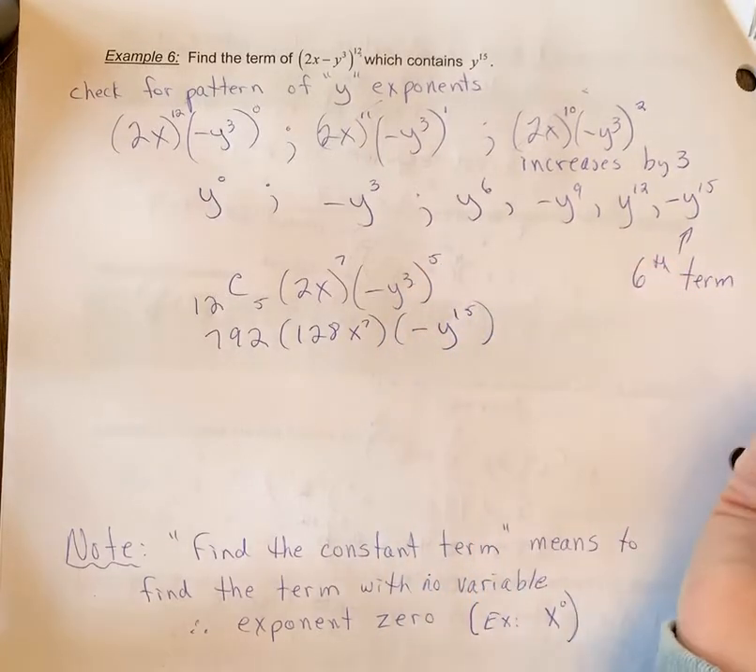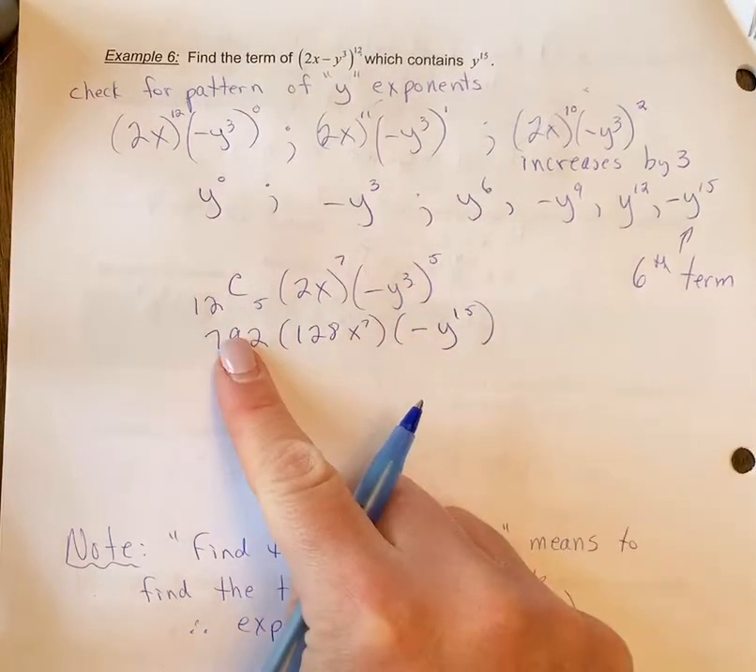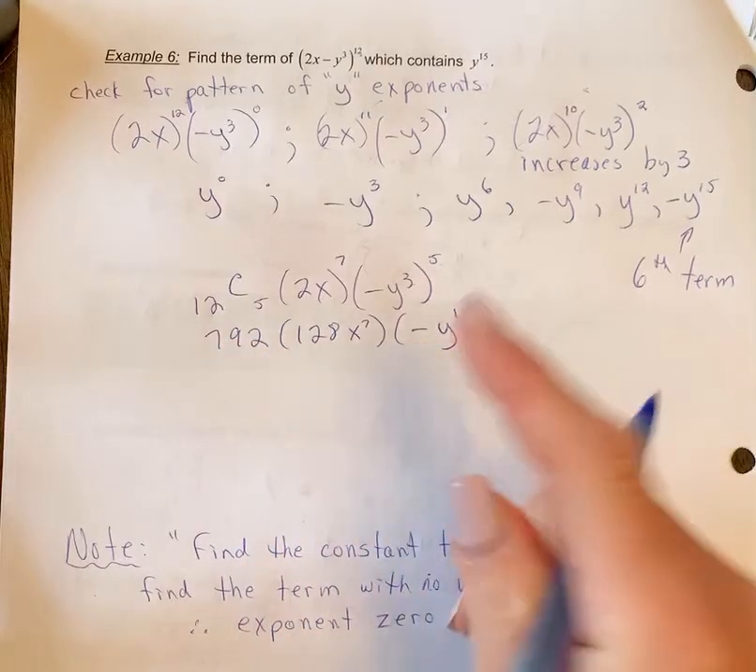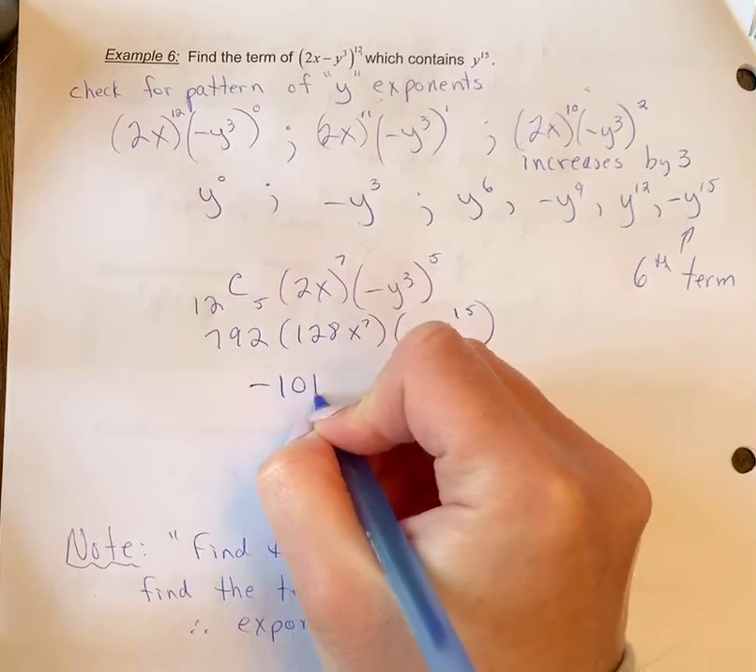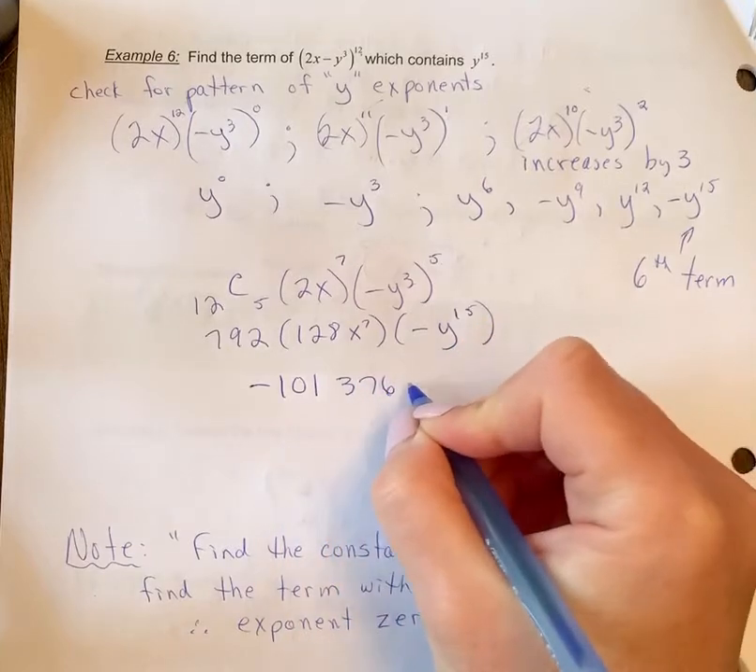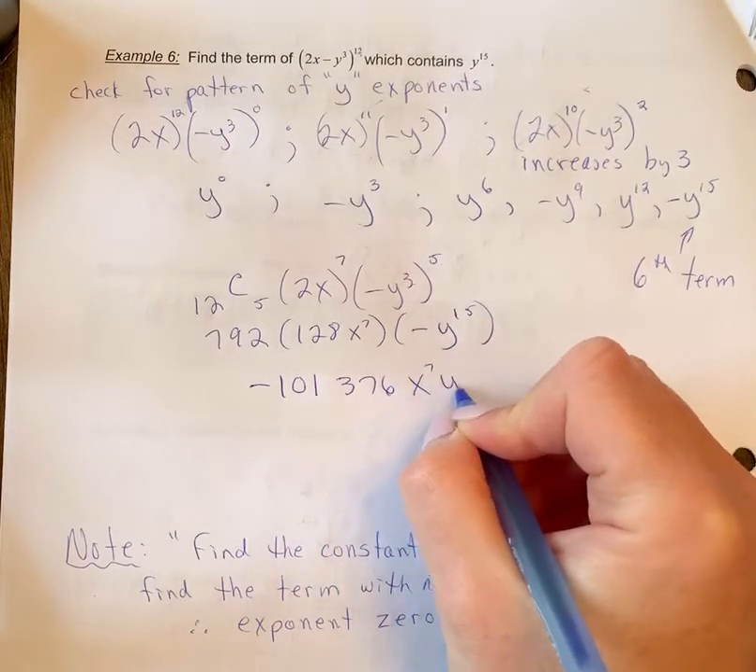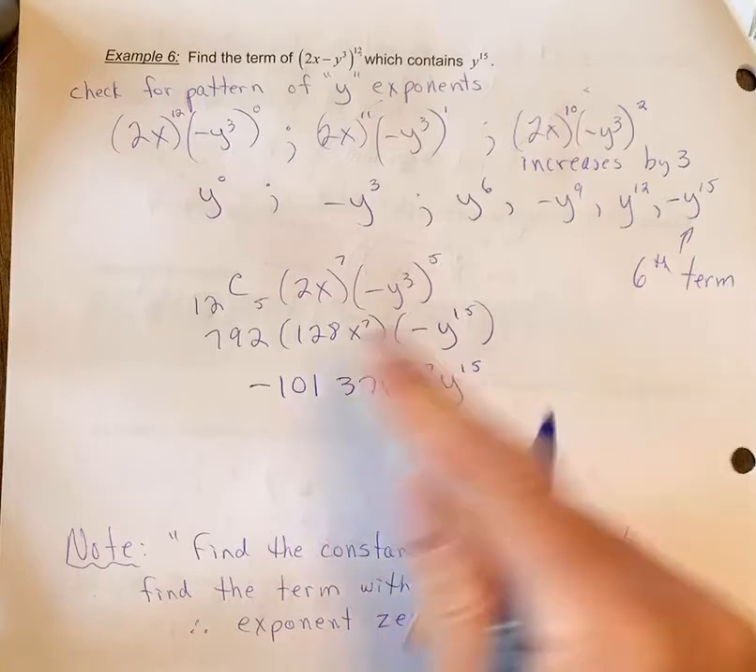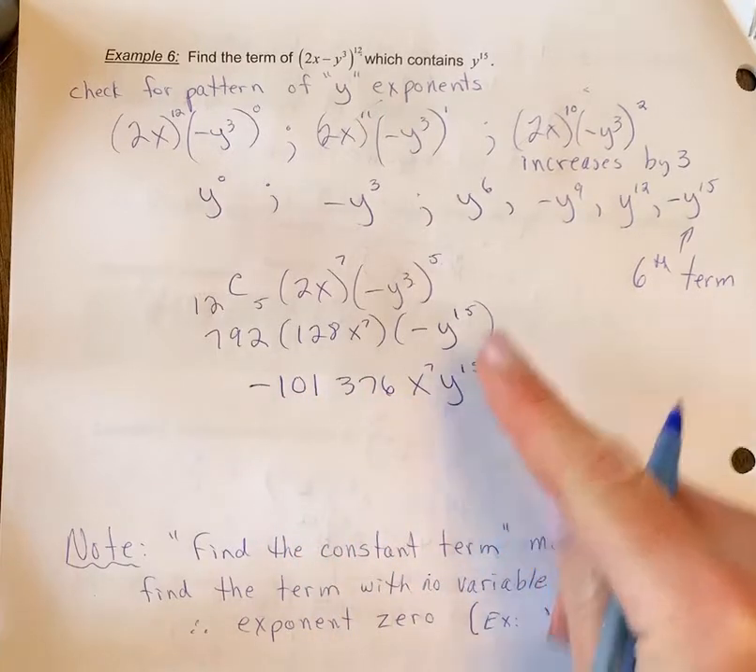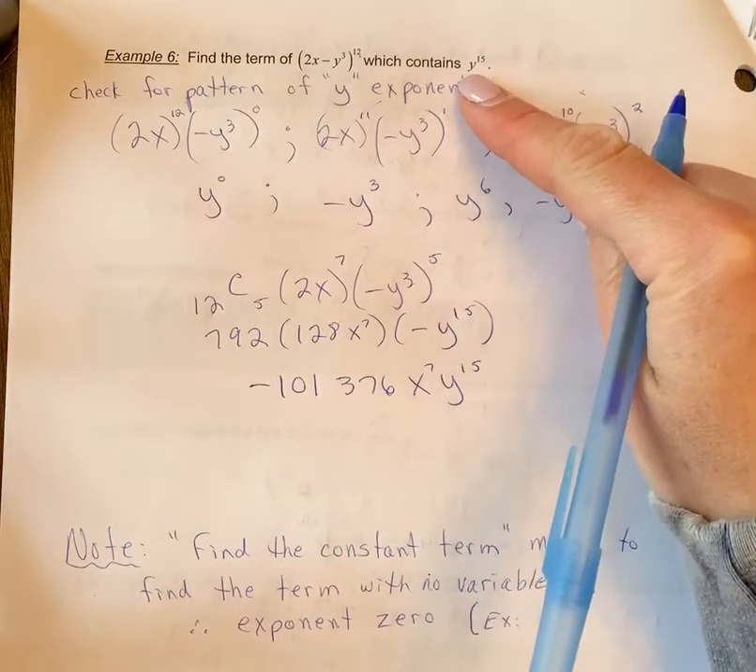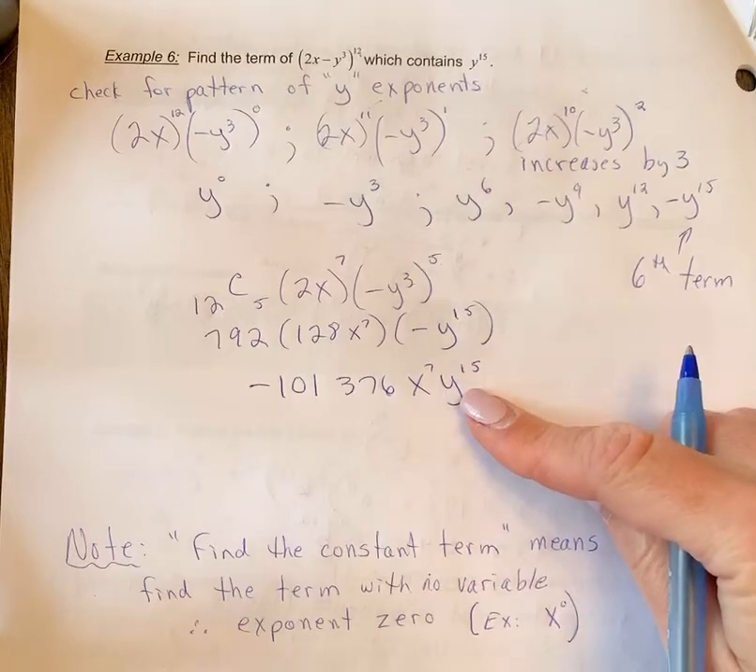All right, multiply this. So 792 times 128 times a negative 1. So you're going to have a negative value there. And you're going to have x to the 7, y to the 15. If you look in your answer, your goal was to find part of the term that had a y to the 15 in it. We have y to the 15 in it.